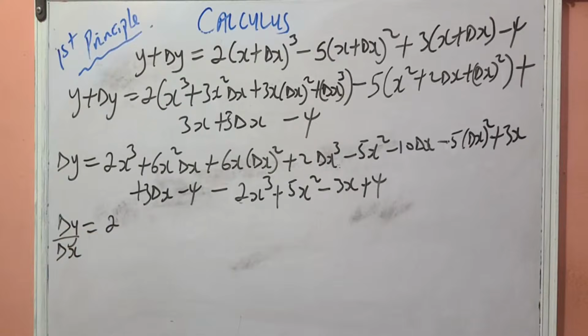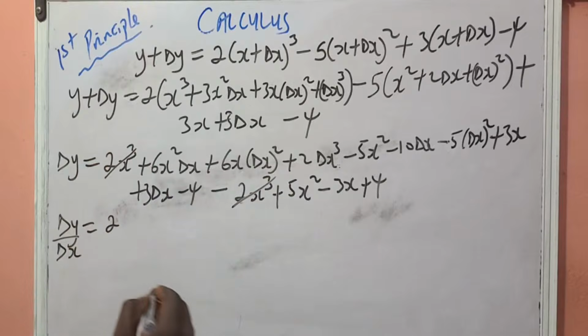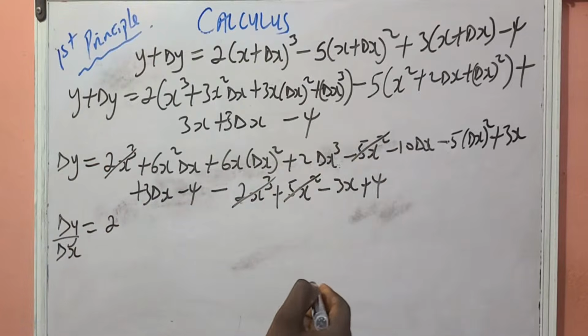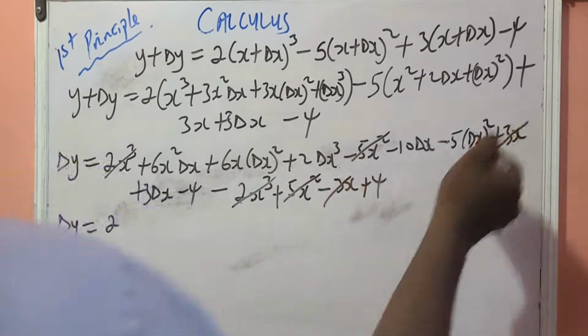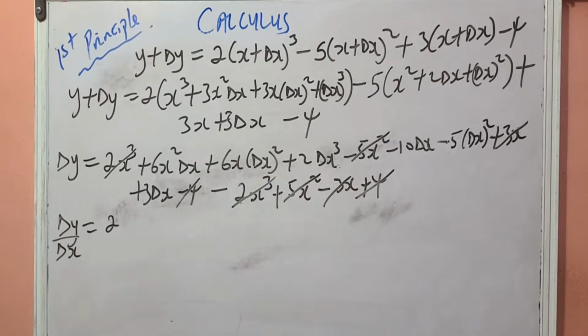Did I have 2x cubed here? Okay, I believe 2x cubed happened here. So this will cancel this. Can you see that? Is there anything that is canceling again? This also is canceling this. This also is canceling this. Is that not interesting? This also is canceling this. Can you see how beautiful this is?